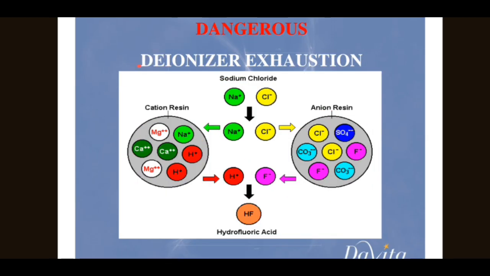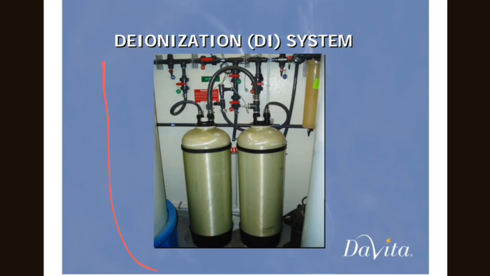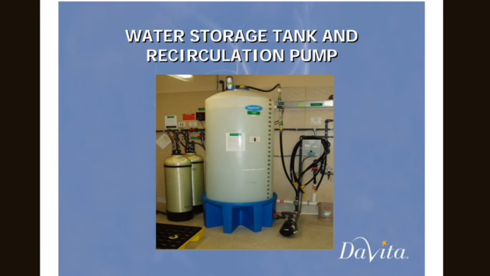If the deionizer is exhausted, then it can create hydrofluoric acid, which is dangerous for our health. A photo of a deionizer. We generally don't use a deionizer in our RO plant, but sometimes somewhere we can see a deionizer. After that we proceed to the third part of our RO plant, which is the distribution system.